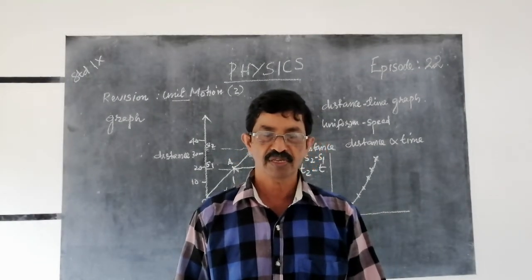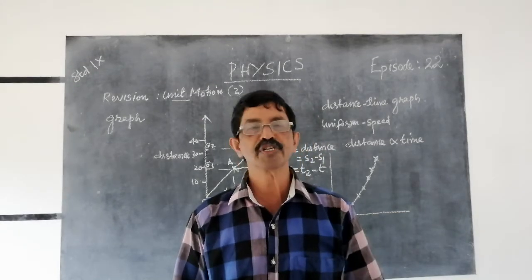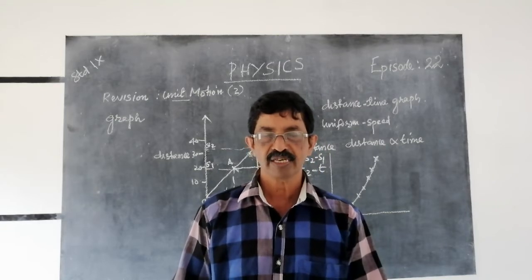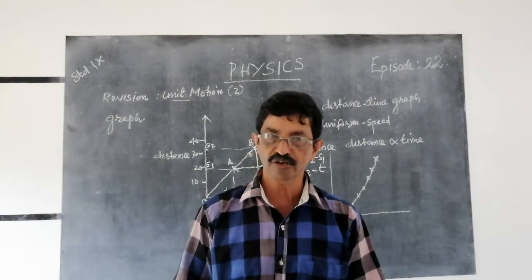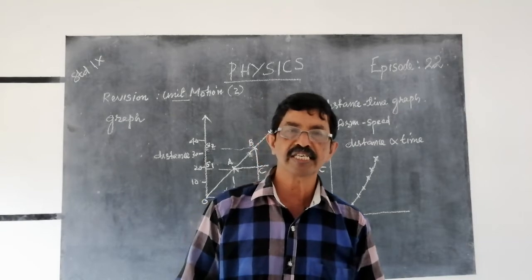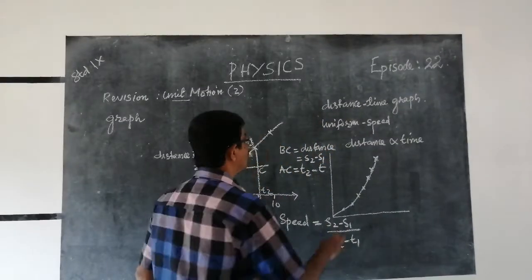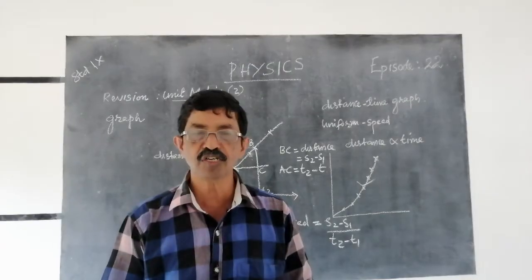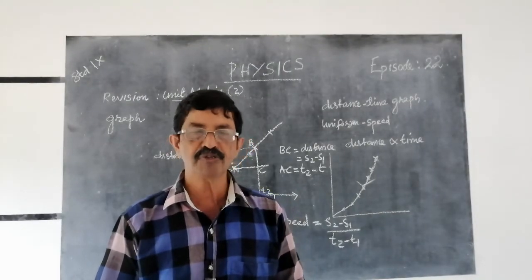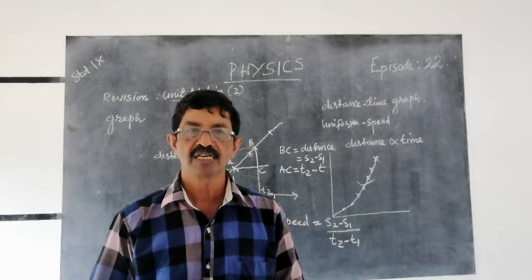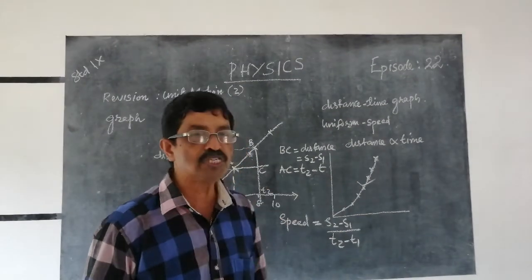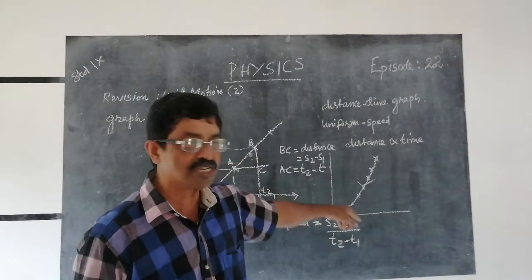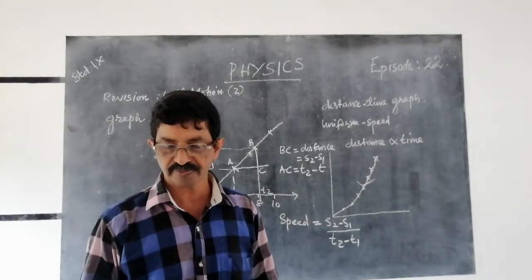Okay, now another question. In a non-uniform motion, what is the shape of the graph? Is it a straight line or not? What is the answer for this? Check here. Is it a straight line? No, it is not a straight line. In the case of non-uniform motion, the line graph which we obtain is not a straight line.